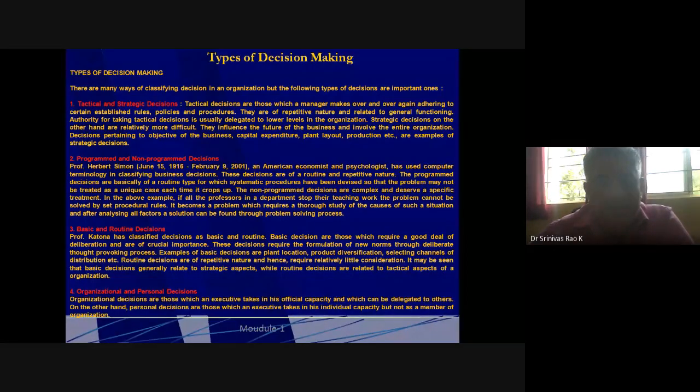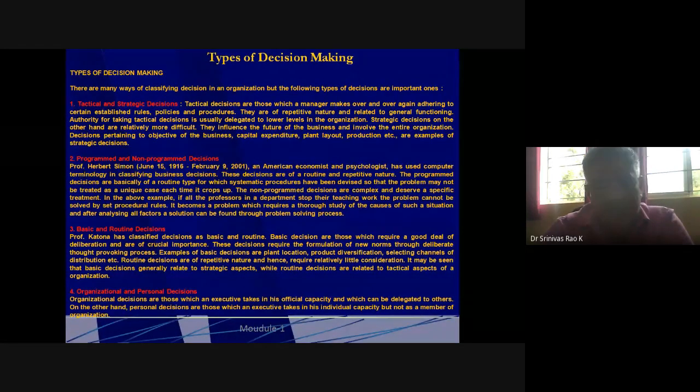Routine decisions are of a repetitive nature and hence require relatively little consideration. It may be seen that basic decisions generally relate to strategic aspects, while routine decisions are related to tactical aspects of an organization. So these are the types, and then organization and personal decisions.